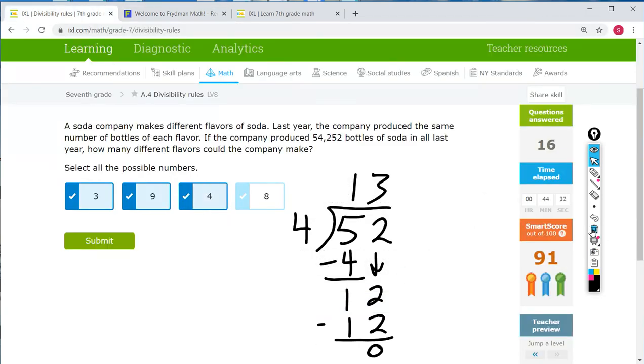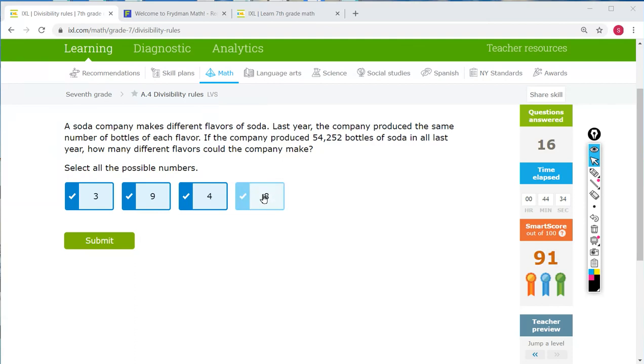Now, what about 8? The rule for 8 is to check the 3-digit number at the end. And again, we're going to use long division here. So let's see if 252 is divisible by 8. If it is, then the original number, 54,252, would also be divisible by 8, according to our rule, which again, I'm not going to prove in this video. We're just practicing using the rule.